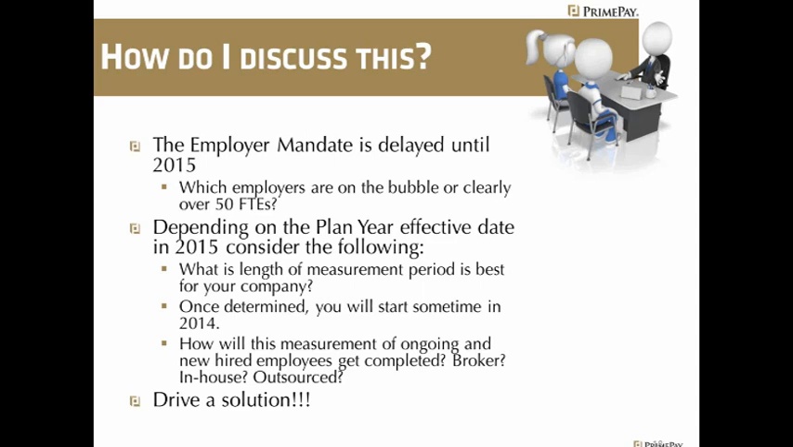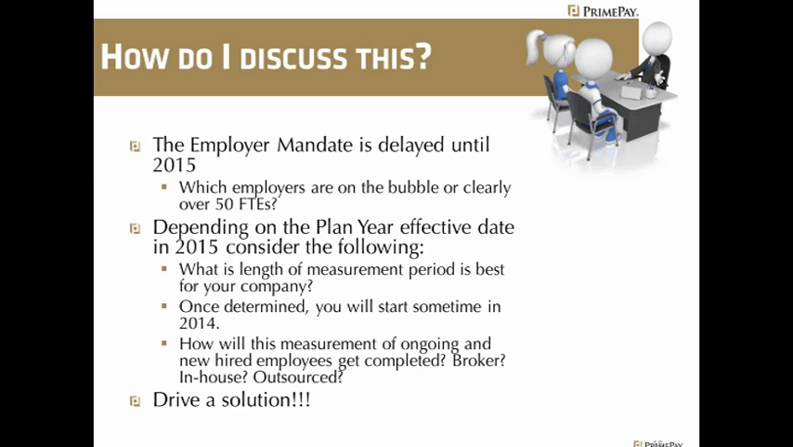But what you need to look at, as you may have already, is you need to determine which employers are sitting on the bubble, or certainly clearly over the 50 full-time equivalents. Definitely look at those employers that have maybe 35 benefited employees today. You may not know how many variable hour employees they employ.